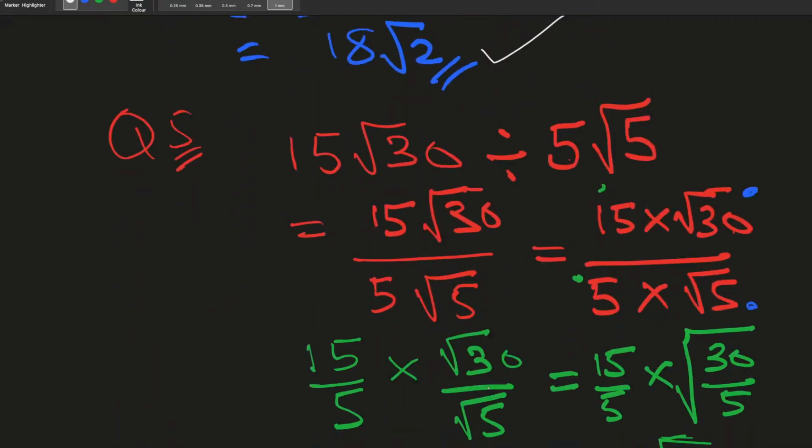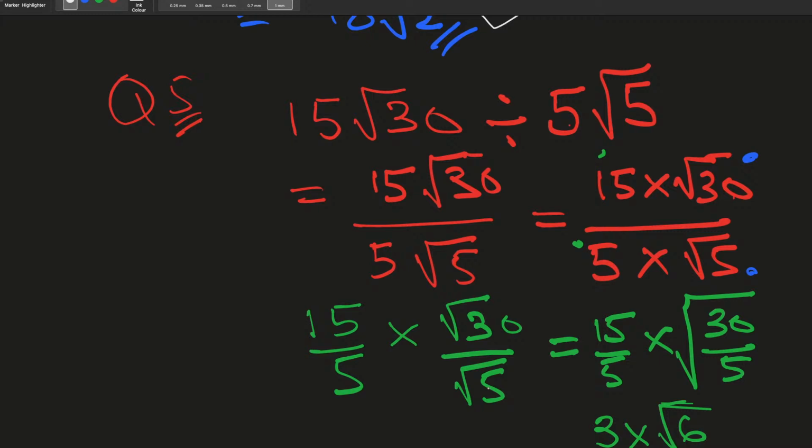Okay, now the next one was 15 root 30 divided by 5 root 5. Now, look at it. What we did was, we broke it down traditionally because, as I said already, if we have A dividing B, we can say traditionally it's A over B. So we apply the same thing over here. So the same principle: 15 root 30 divided by 5 root 5.